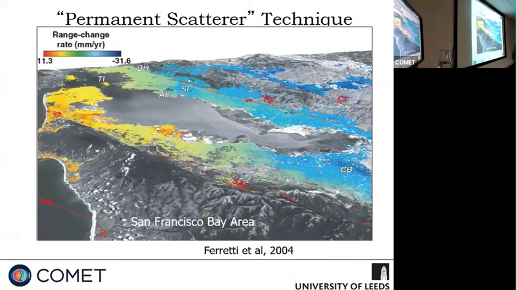The most well-known example is the permanent scatterer technique, developed in the early 2000s by Ferretti and colleagues in Italy. Here is an example of results over the San Francisco Bay Area, with San Francisco and the Golden Gate Bridge somewhere here. I can see a nice, clean velocity image. This is estimated from the time series, by estimating a linear rate through all the points. And you get something like that. The San Andreas fault is somewhere over here, and you can see movements along the faults.